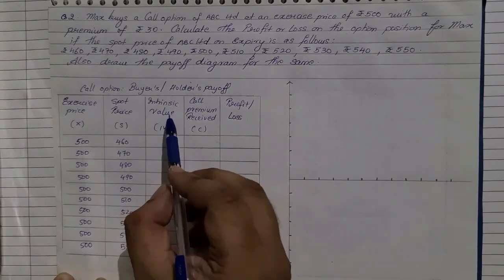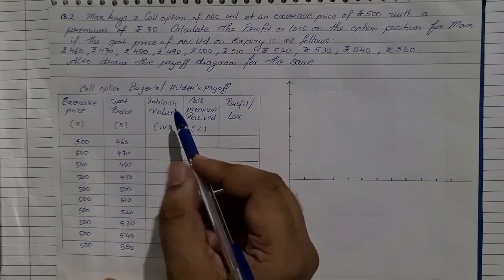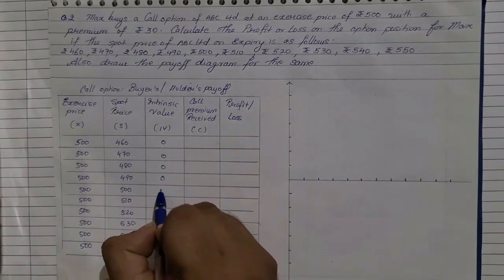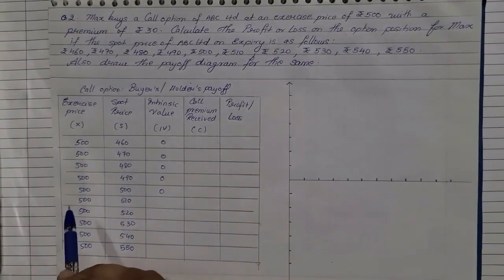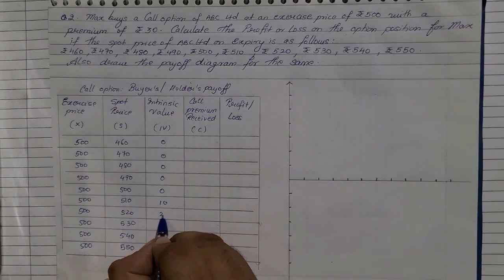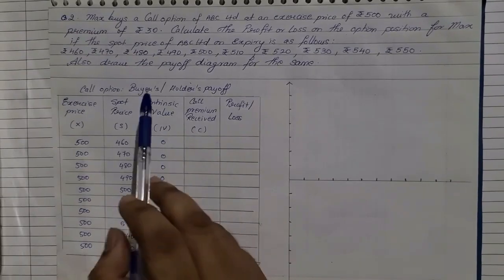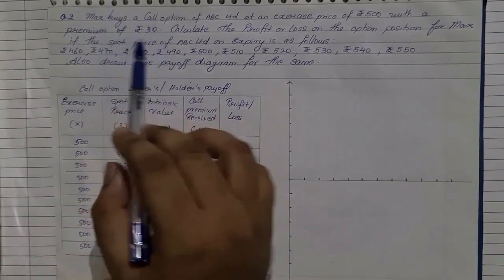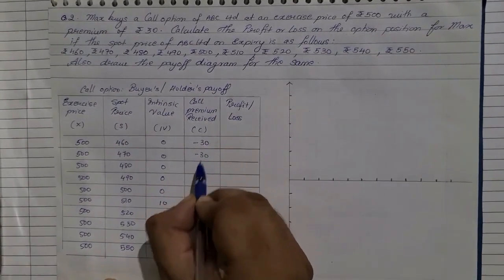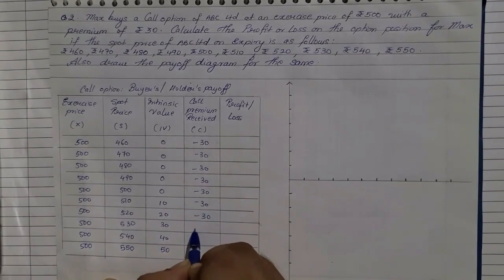The next column that we need to find is the intrinsic value. Since it's a buyer's payoff table, remember up to the point where exercise price and spot price are equal, the intrinsic value will be 0. Thereafter, there will be a positive difference between the exercise price and the spot price. So 500 and 510, the intrinsic value is 10. Next, it will become 20, then 30, 40 and 50. Since there is a buy call, the premium value in this case will be negative, and the value is 30. So for all the cases, the premium value will be negative 30.